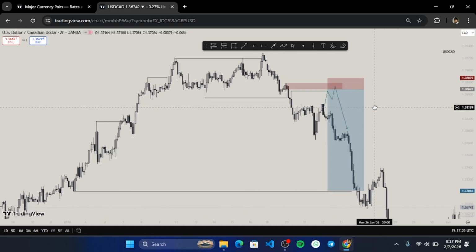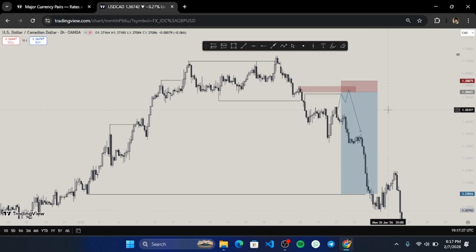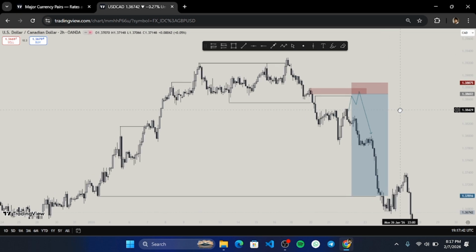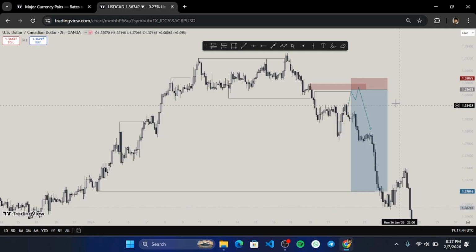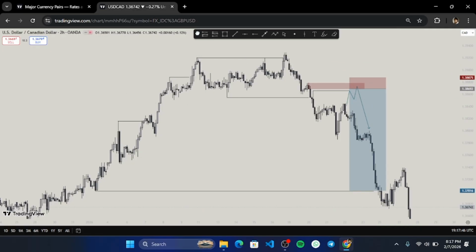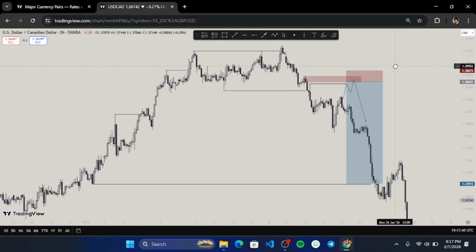So basically, the most important thing you need to know before trading is market structure. Because without having a good understanding of how the market moves, then I don't know what you are doing. I'll just classify you as a gambler.